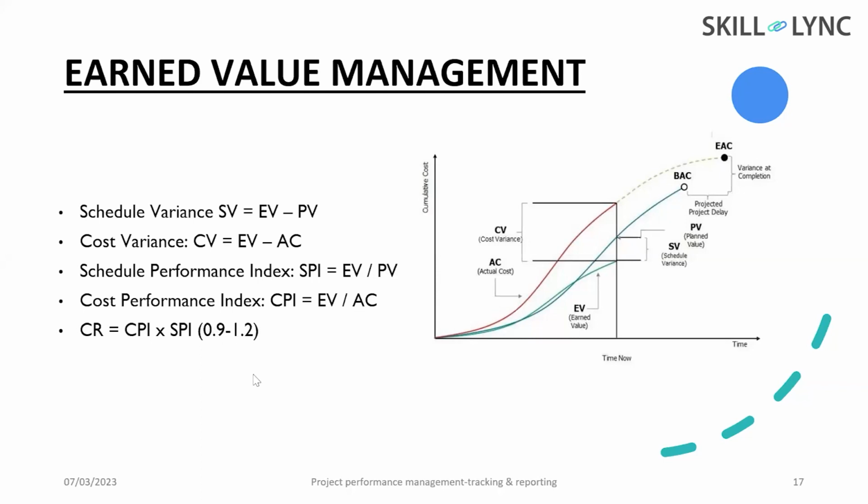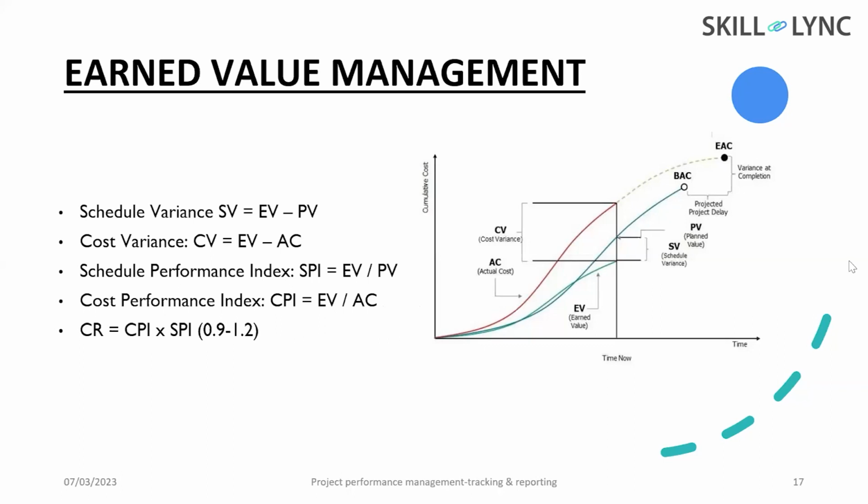So how can we say this is a good project or a better performing project? If we are getting the CR value between 0.9 and 1.2, we can say this is a healthy project. So simply using mathematical calculation, we are understanding the performance of the project, or we are tracking the performance of the project. So I hope this is clear. This is one methodology that we use in the construction industry to check the performance of a project.